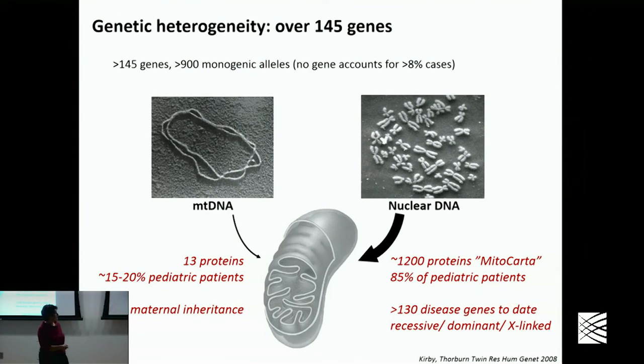So there are about 1,200 proteins. My graduate work was figuring out what they all are. This is a list called MitoCarta. And defects in these genes account for about 85% of pediatric cases. And the disease genes found to date are mostly recessive. There are a handful of dominant ones that are found and a couple X-linked. But kind of anything goes with mitochondrial genetics.